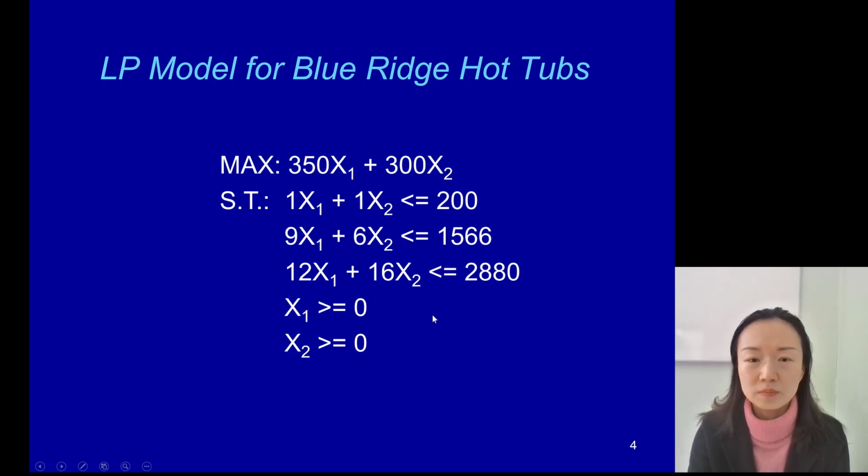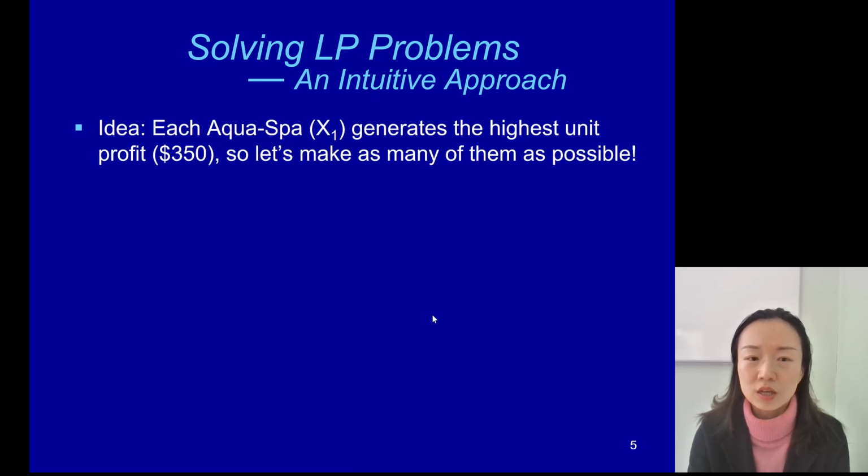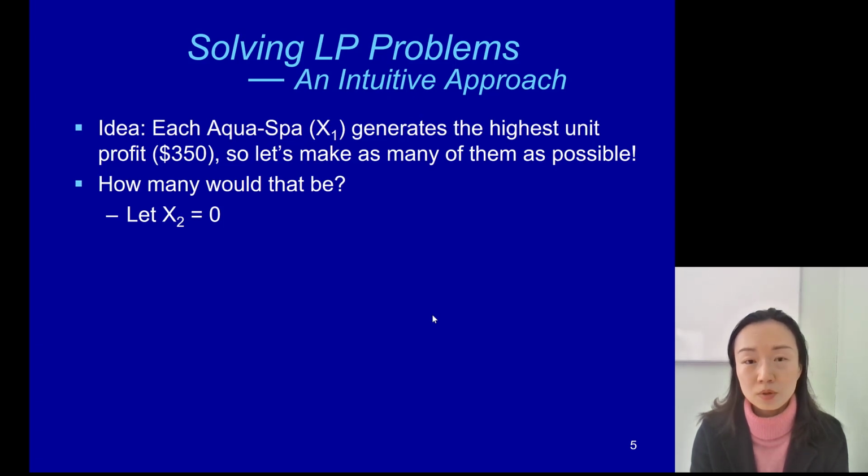So to solve this model, an intuitive approach would be to think about, because each Aqua-Spa generates the highest unit profit, which is $350 as compared to the $300 of the Hydro-Lux, let's just make as many of them as possible. So how many would that be? If we just use up all the resources to make Aqua-Spas, then we would just let x2, which represents the number of Hydro-Luxes to make, to be 0.